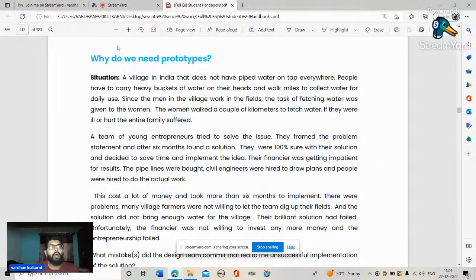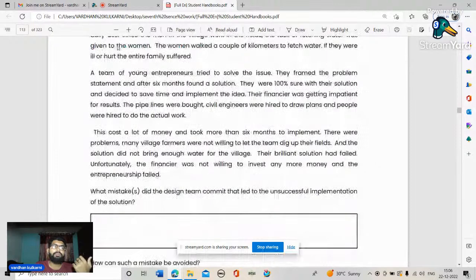So what happens? A team of young entrepreneurs tried to solve this issue. They framed the problem statement, and after 6 months found a solution that they were 100% sure about, and decided to save time and implement their idea. Their financier was getting impatient for results. The pipelines were bought, civil engineers were hired to draw plans, and people were hired to do the actual work.